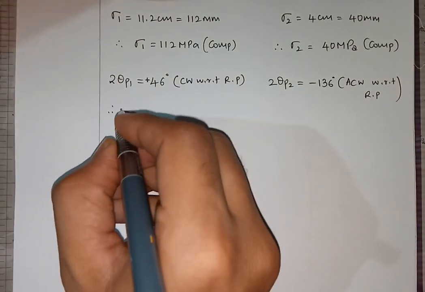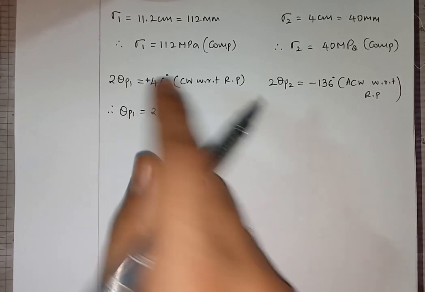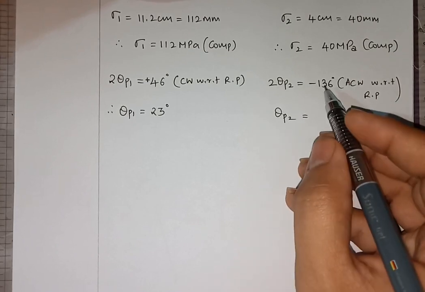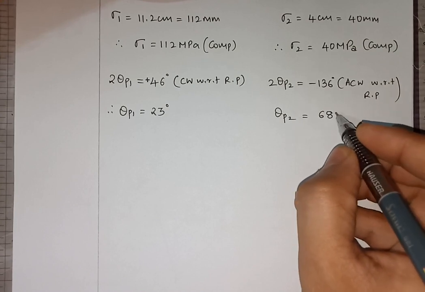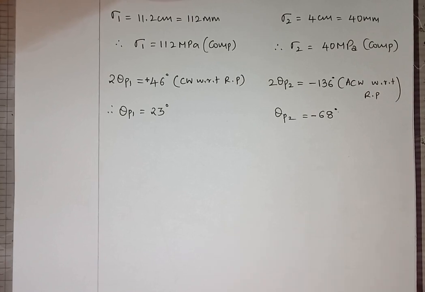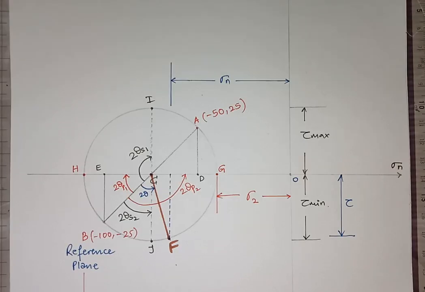So therefore theta p1 is equal to 23 degrees, 50% of this, and theta p2 will be equal to how much? 68 degrees with a negative sign, right? That is the orientation of the maximum and minimum principal stresses, or you can call them the major and minor principal stresses. Next, let us measure the maximum and minimum shear stresses.